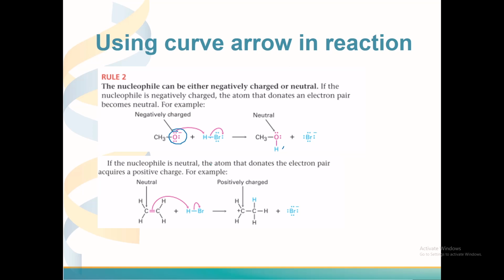If the nucleophile is neutral, the atom that donates the electron acquires a positive charge. Here is an example. This one is neutral, and this electron attacks the proton, which means this one is attracting the proton. Then this one becomes positively charged because it loses a bond. If you ask what would happen if this hydrogen goes to this carbon instead, what you will get is the same version, just different in the way of your feeling. Then this carbon here will be the one that is positively charged. So it's the same otherwise.